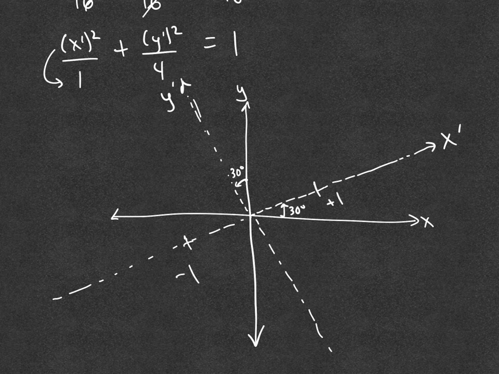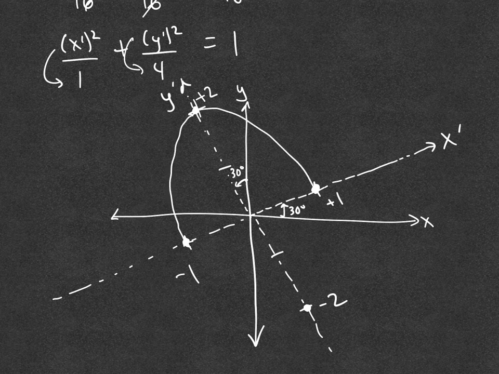Okay? And then the value under the y primes is a 4, so when we take the square root of 4, we get 2. So that means I've got to go up 2 and down 2 on the y-primed axis. So I end up with 4 points, 1, 2, 3, 4. And then since we have an ellipse, all I want you to do is do your best to sketch an ellipse through those 4 points.